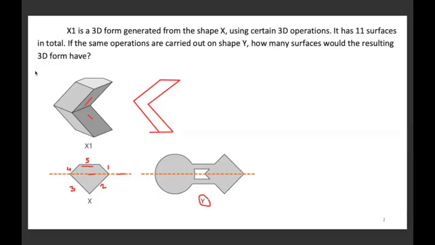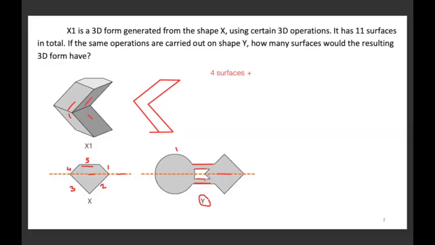Hence, we'll first count the number of surfaces in figure Y that are parallel to this orange or brown colored line. That is 1, 2, 3, and 4. So there are a total of 4 surfaces that are parallel to the orange colored line. Besides these 4 surfaces, we also have these other surfaces which are not parallel and which will actually generate 2 surfaces. All these edges will generate 2 surfaces.